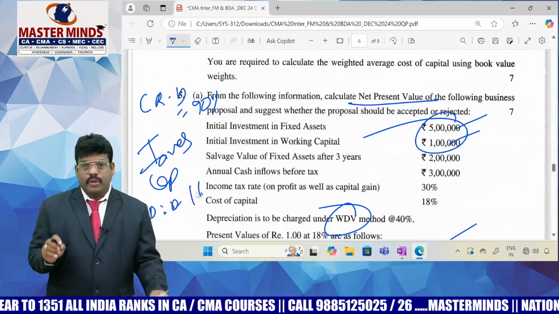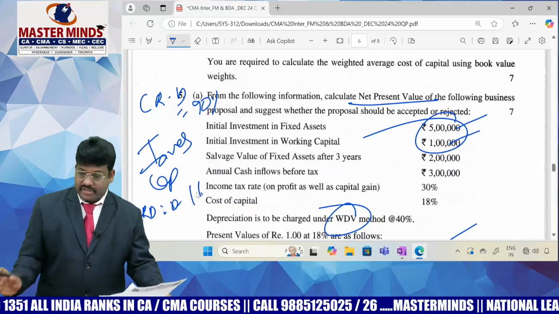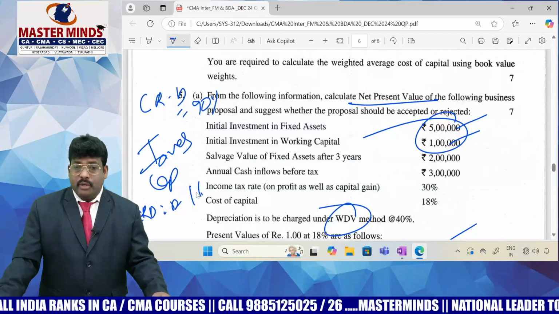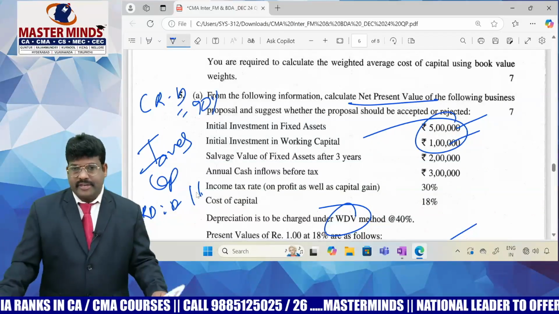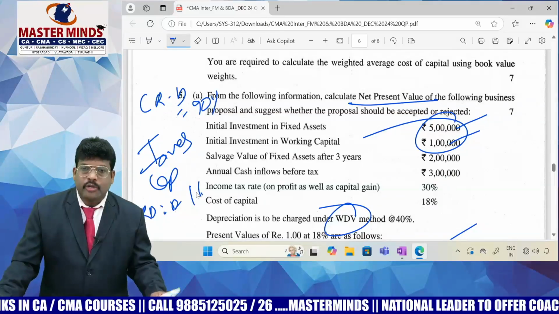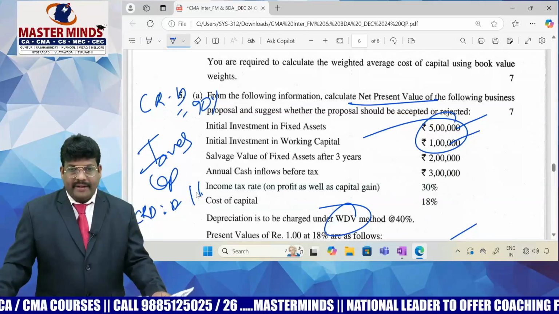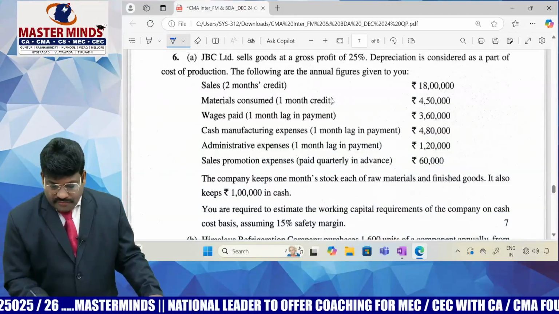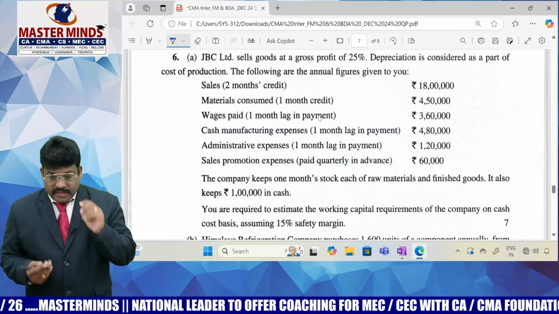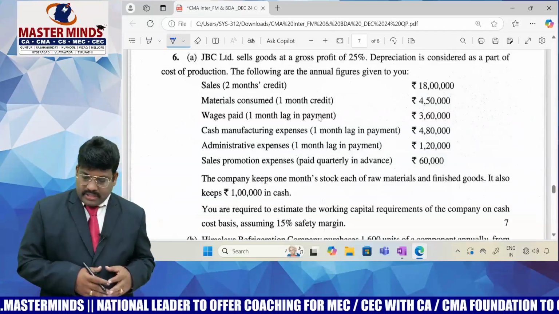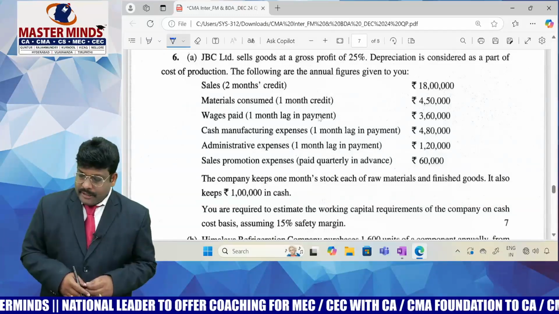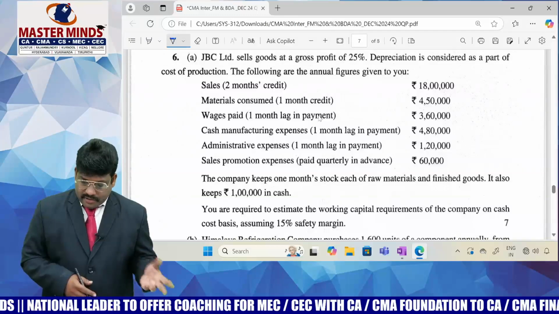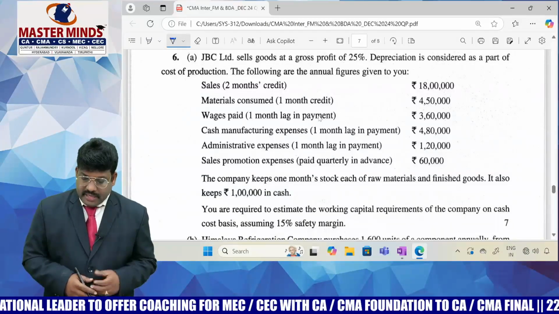This is also easy, but a little bit lengthy calculation is needed, because you have to find the NPV at two guess rates, and by using interpolation you can find the IRR exactly. Okay, next one is a question from working capital management. JBC Limited sells goods at a gross profit of 25%, depreciation considered as a part of cost of production. The following figures are given, right?